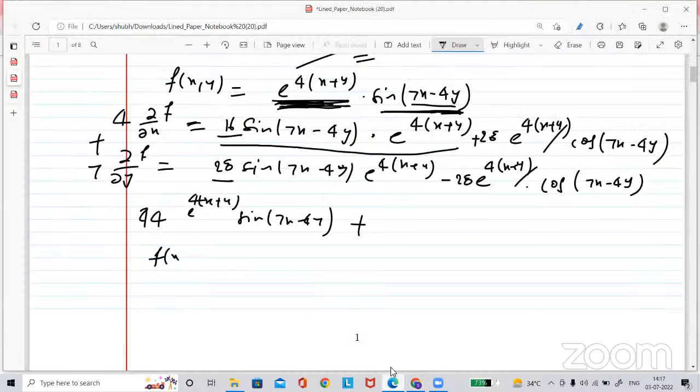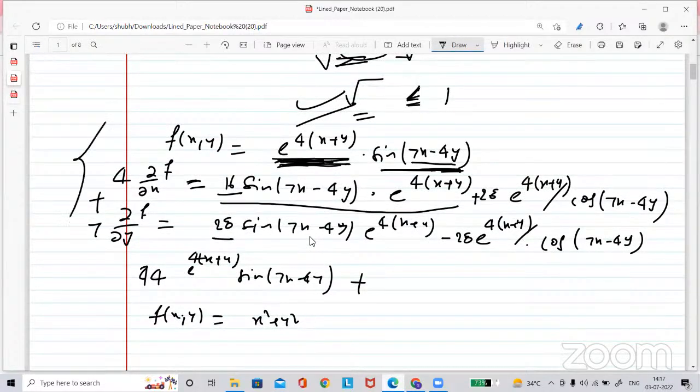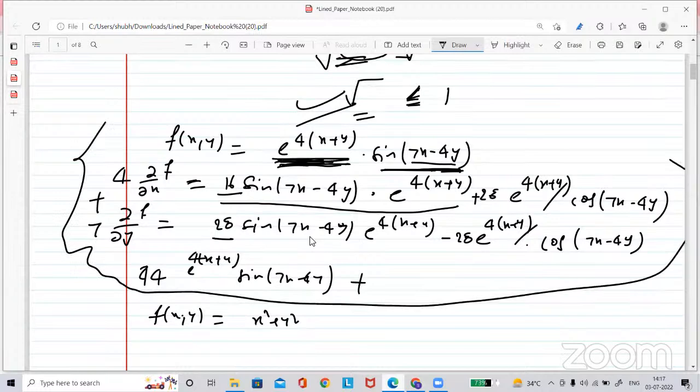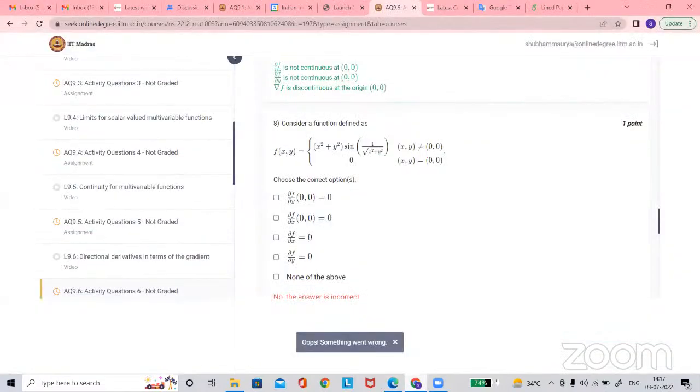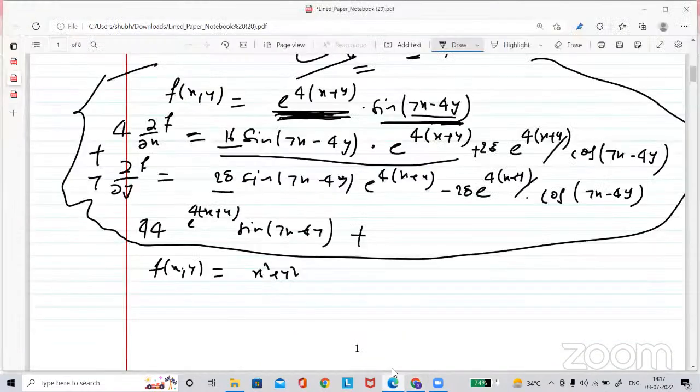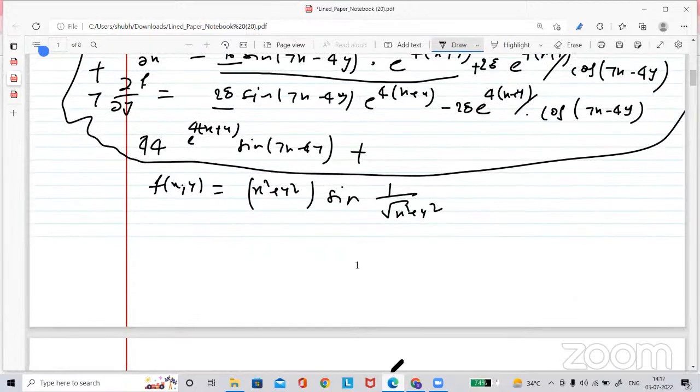Okay, we have f of x, y is equal to x square. So this one is clear to all of you, right? I just quickly did the calculation. Yes, sir. Very clear now. Thank you, sir. So this is x square plus y square sine of 1 upon root over x square plus y square. First, let's find this one, then we can.